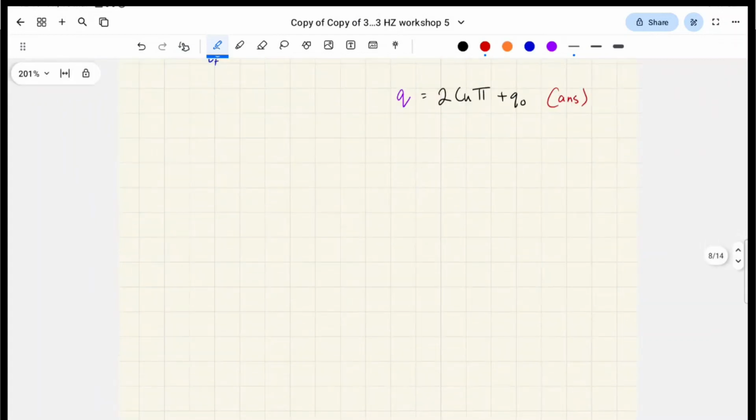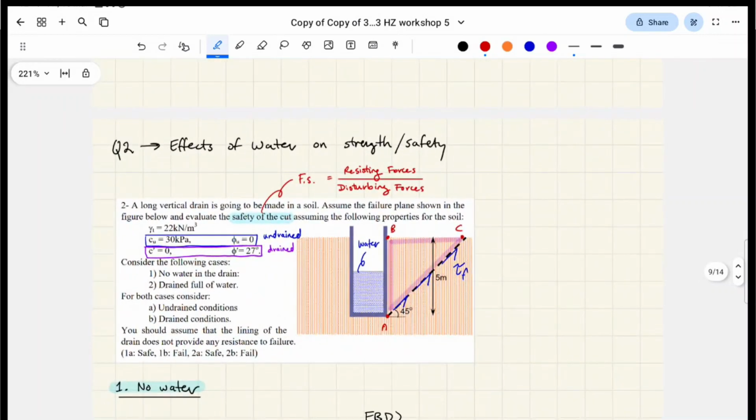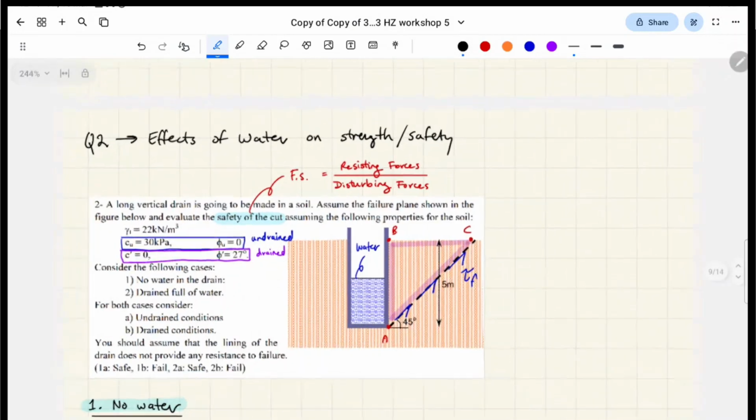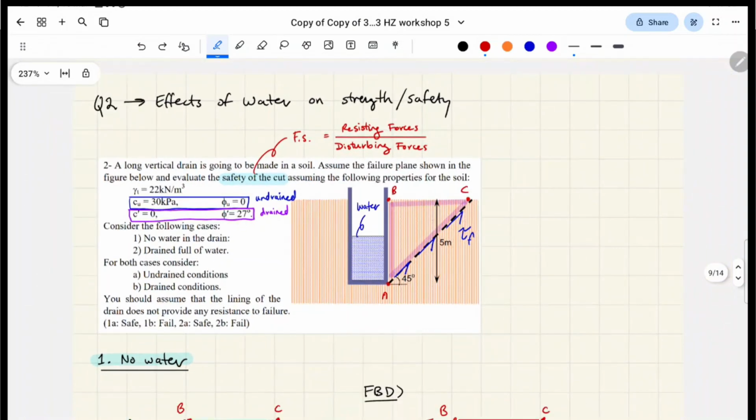All right. Question 2 is going to be quite different, to be honest with you, but the fundamental concepts of the Mohr-Coulomb criteria are still going to apply. But instead of looking at bending moments, we're going to be focusing on forces, right? So here's a question. We have a long vertical drain, and then there's this failure of this soil block, which is a triangular prism, basically, right? And we have to analyze the safety of the cut, right?